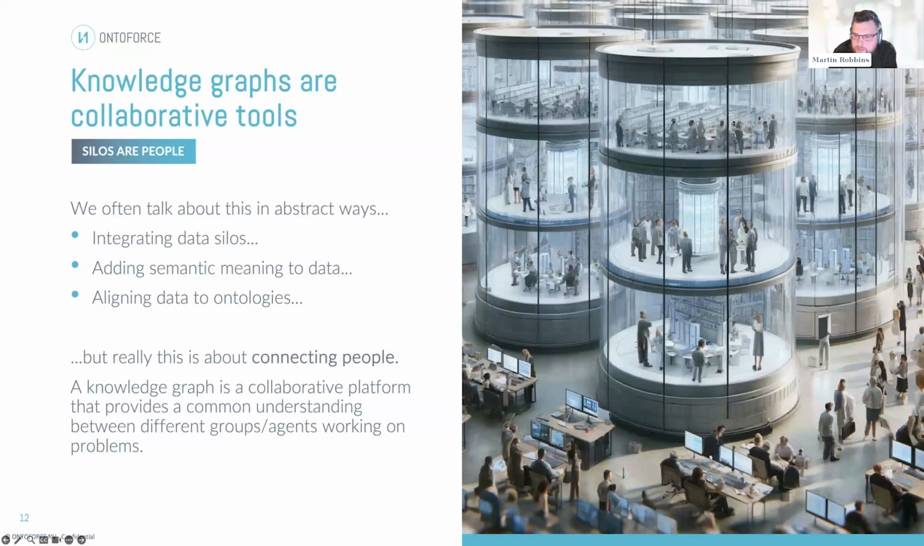It's usually a group of people somewhere. It's a department, it's an organization, it's another business or collaborative group. And so really knowledge graphs are about connecting different groups of people, different organizations. It's a collaborative platform. It's a way for different groups of people, different actors, different agents to work together with a shared understanding of the world or a domain and solve problems in that space.